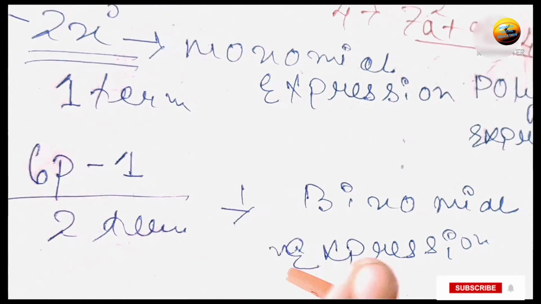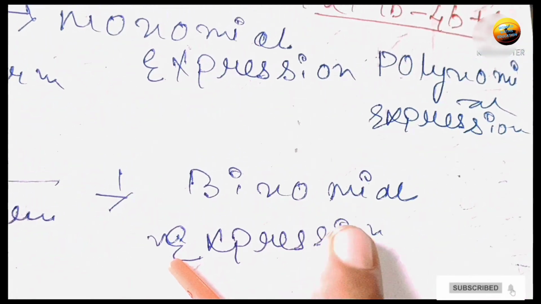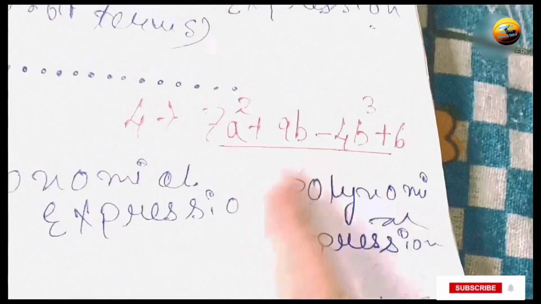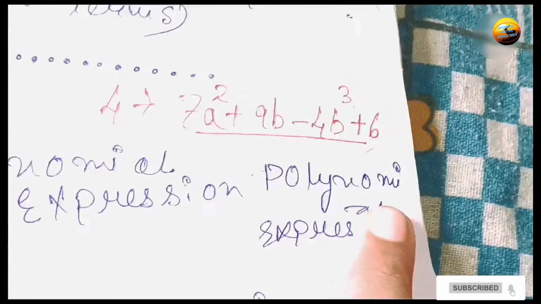If the number of terms is 1, it will be monomial; if the number of terms is 2, it will be named binomial; and if the number of terms is 3, it will be named trinomial. If the number of terms is 4 or more, it will be named a polynomial expression.